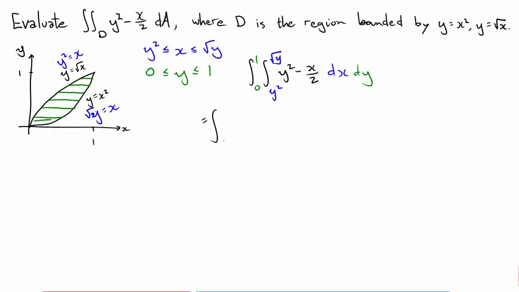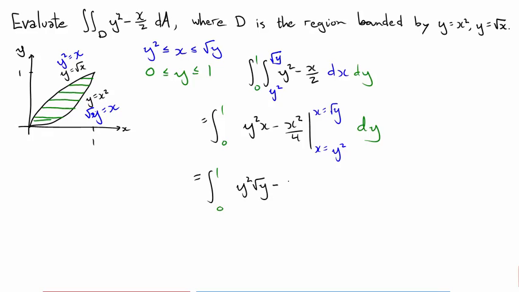If we do the first integration, the antiderivative of y squared minus x over 2 with respect to x will be y squared x minus x squared over 4. x will range from y squared to root y. And this will give, so first replace every instance of x with root y: y squared root y, minus y over 4. And then subtract from that, replacing every instance of x with y squared: minus y to the fourth over 4.